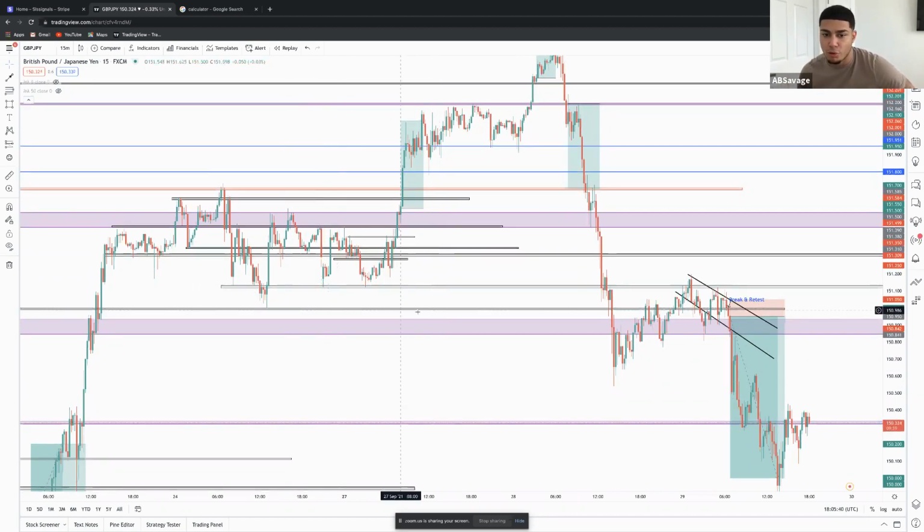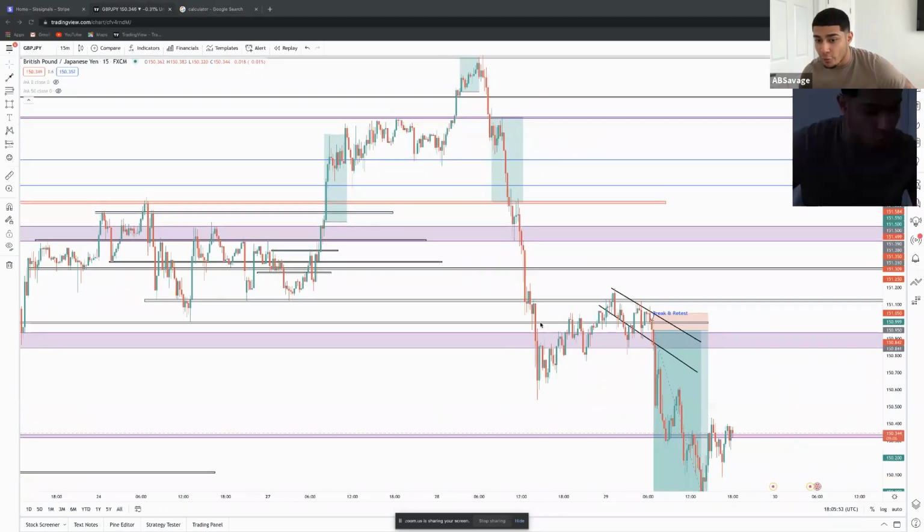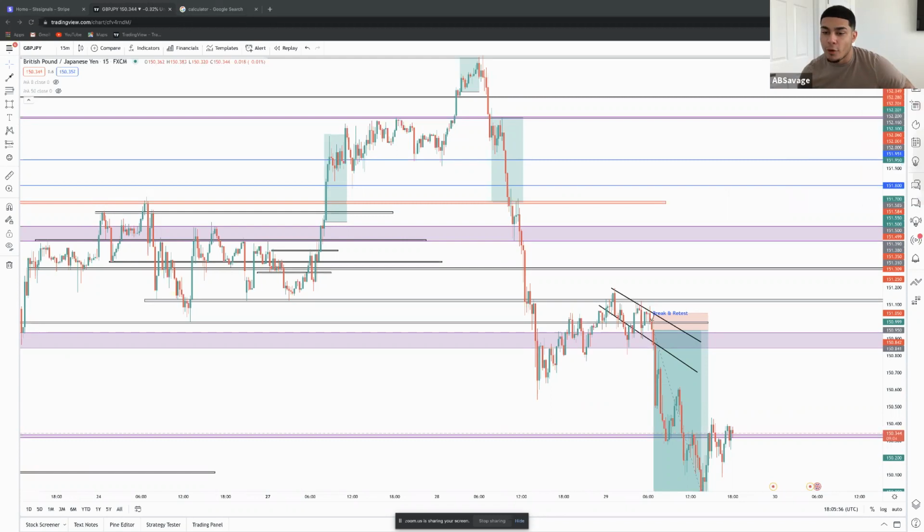Let's say this gray line right here. What does this line mean? It means that we used it as support back here, and then we used it as support here again. Then when we broke from it, you see this wick, we retested it, and for a little while we were using it as resistance. Then price broke above that level, but we had another level of resistance right above it, about 12 pips away, that we kept using as support.